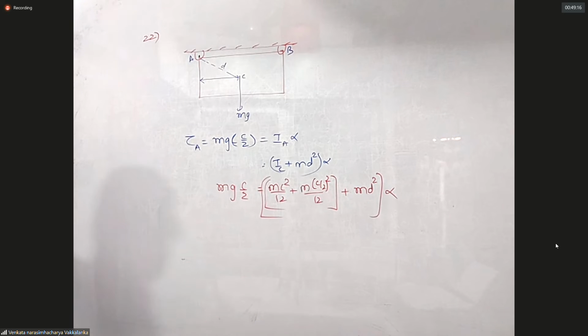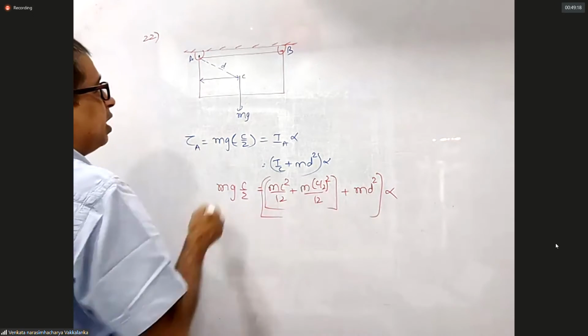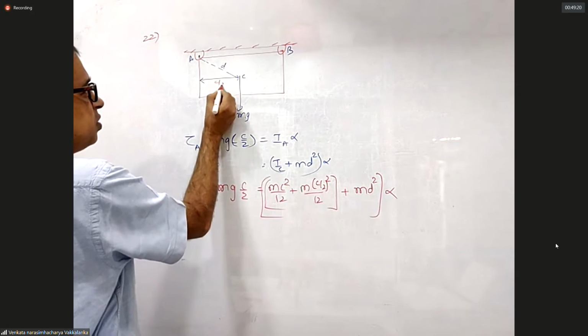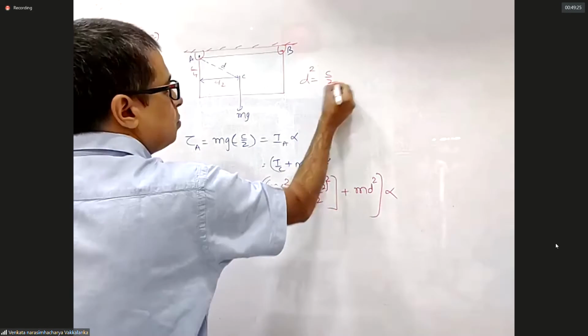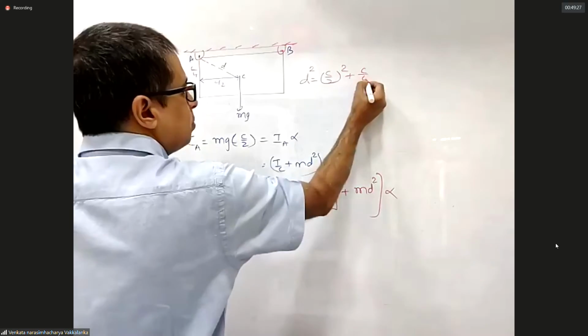Great. Now how do you calculate d? This is C by 2, this is C by 4. D square is C by 2 whole square plus C by 4 whole square.